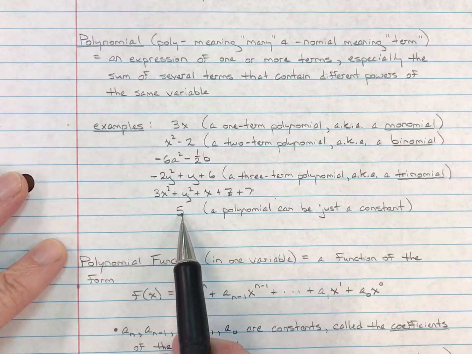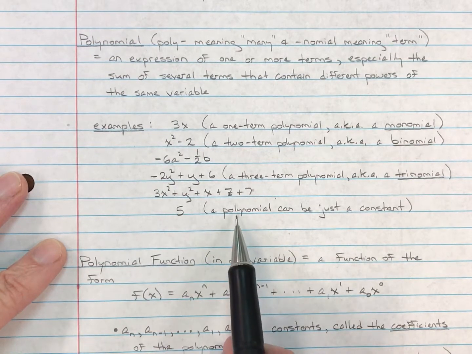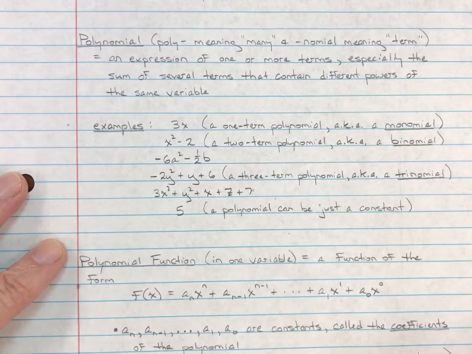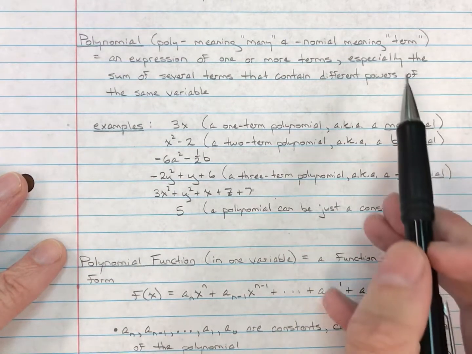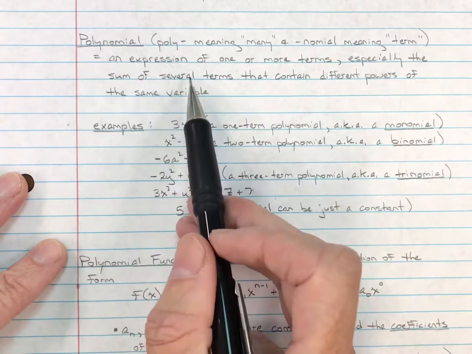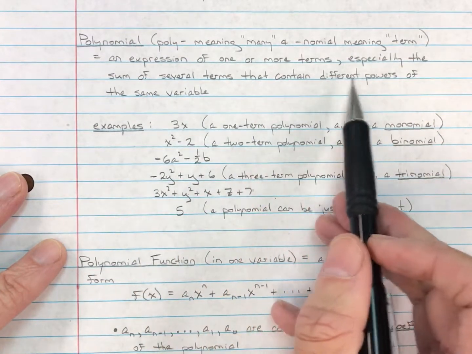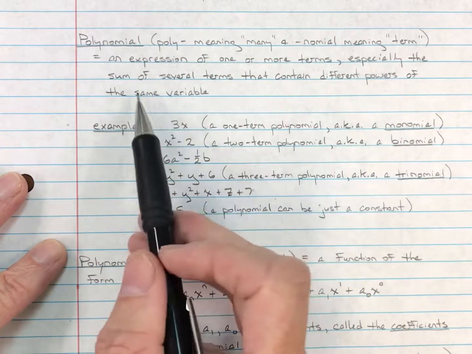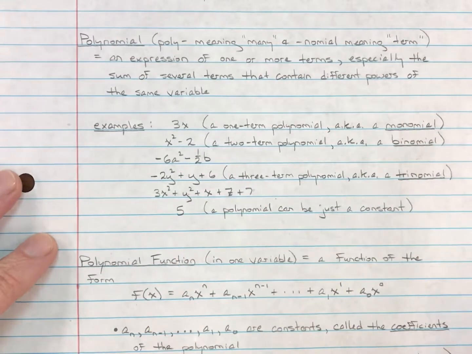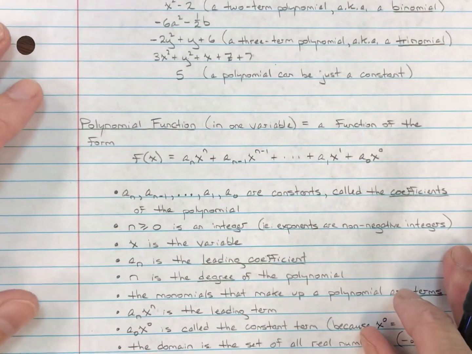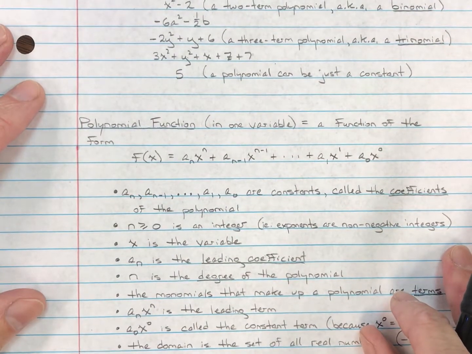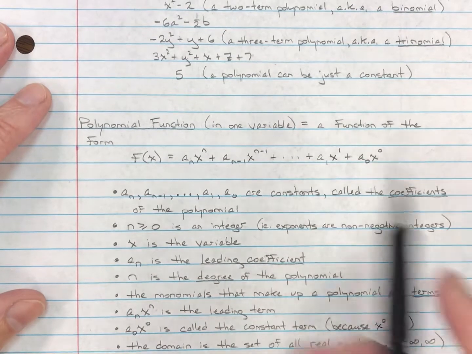A constant, like the number 5, is also a polynomial. It's one term, but a polynomial can be just a constant. Okay, now let's talk about this, especially the sum of several terms that contain different powers of the same variable. As we're going to talk about, that'll pull us into what a polynomial function is.